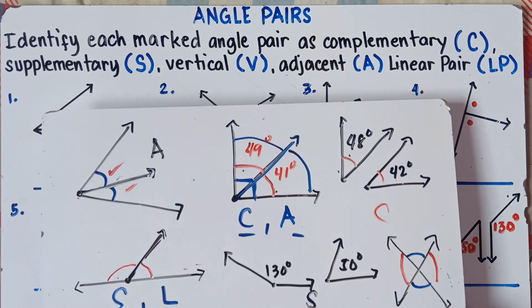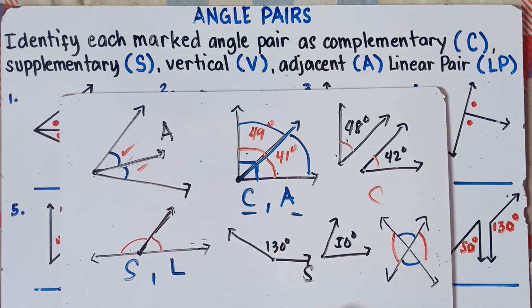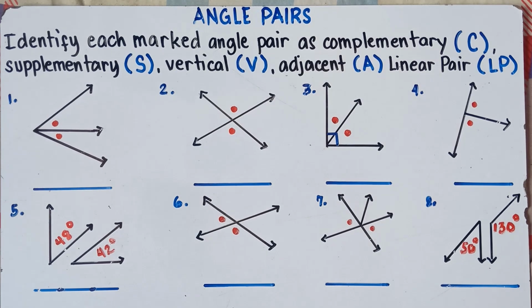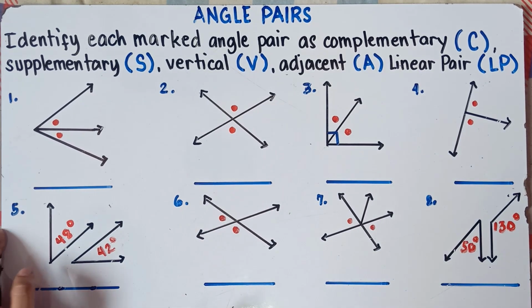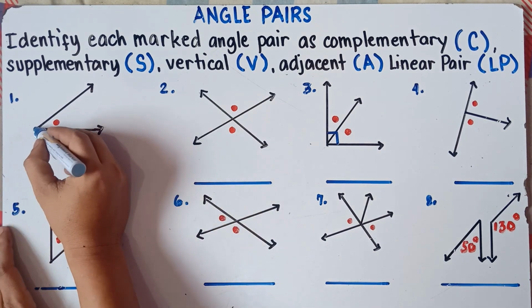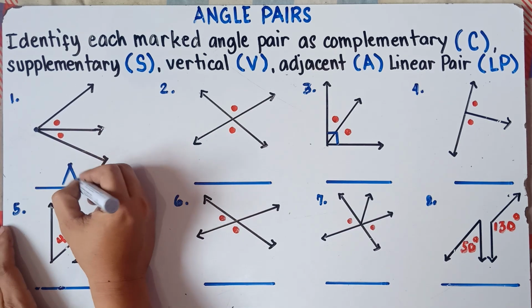So, if you understand the short recap with regards to adjacent angles, complementary angles, vertical angles, supplementary angles, and the linear pair, we will be answering this one. Alright, let's start with number one. Can we call this one adjacent angles? Yup, because they share a common vertex and a common side. So, this is adjacent angles.